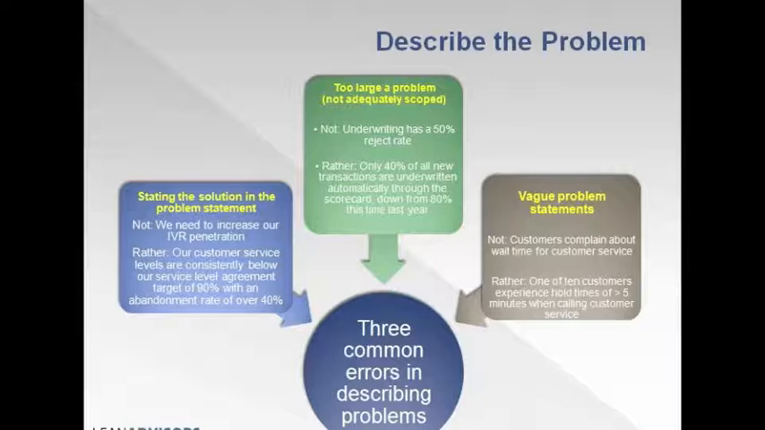Now what you've done is you've actually set up a scenario that says you knew where you were. This is what you described as good, and you've gone backwards. Something's broken. Okay. Vague problem statements. Customers complain about wait time for customer service. Okay. How about if we said 1 of 10 customers experience hold times greater than 5 minutes when calling customer service? Think about that in your own world.